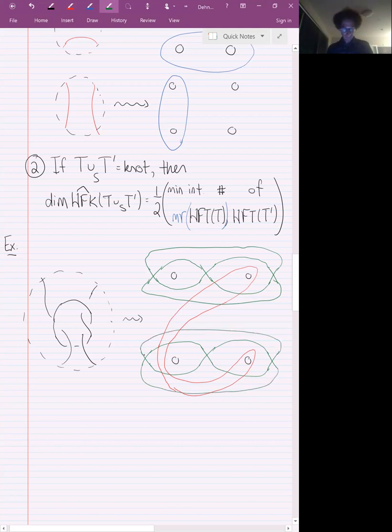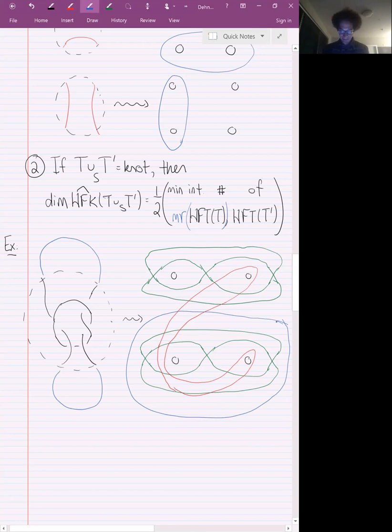Great. Now, so that's some more interesting looking HFT of T. And let's say I wanted to pair this with another tangle. So I'm going to pair it with this simple rational tangle to get a knot. And what I'm supposed to do according to this theorem is just pair the two tangle invariants together and compute the intersection number.